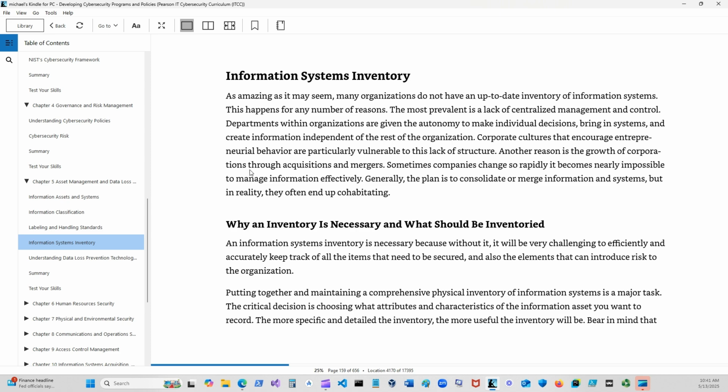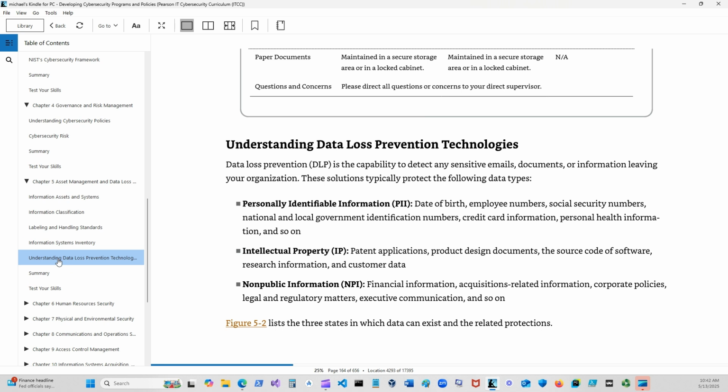Another reason is the growth of corporations through acquisitions and mergers. Sometimes companies change so rapidly it becomes nearly impossible to manage information effectively. Generally, the plan is to consolidate or merge information and systems, but in reality, they often end up cohabitating. So we know why inventory is important.